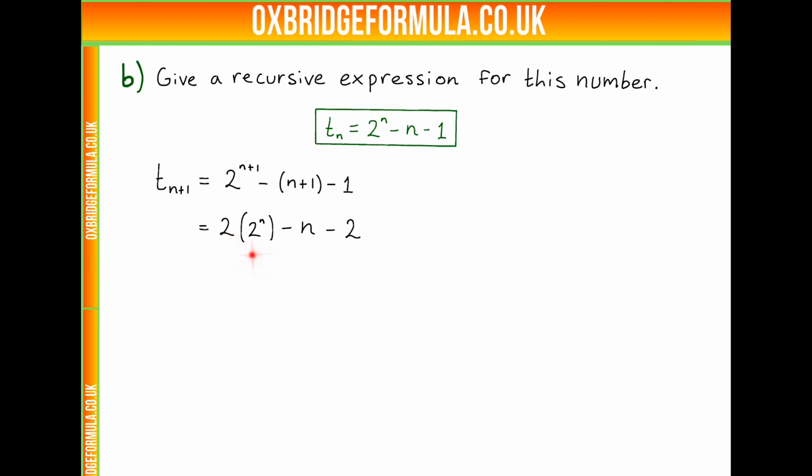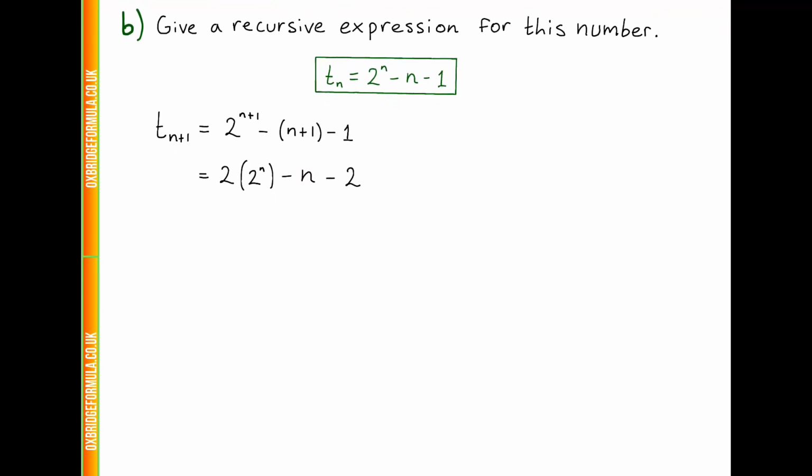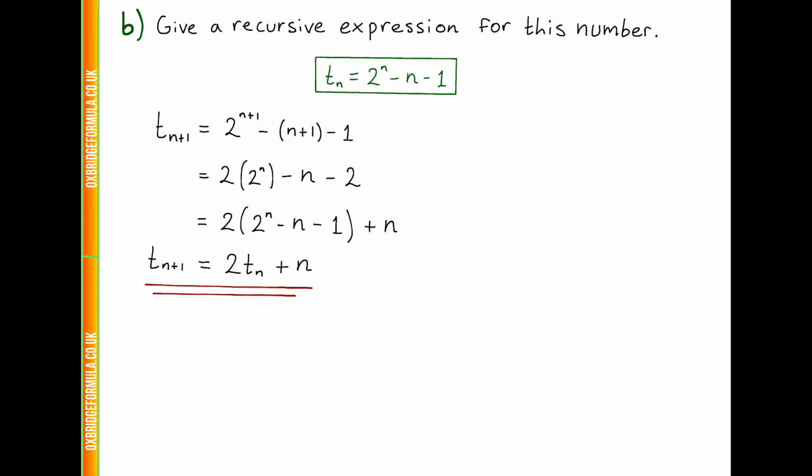To me, this looks almost like 2 lots of Tn, except we're missing an n term. So, what we can do is write it as 2 lots of our expression for Tn, and then add our missing n term at the end. Now we can rewrite the bracket as Tn, and we have a recursive expression: Tn plus 1 equals 2Tn plus n. There's more than one recursive expression of this form, and there's more than one method to get to it, but I think this is the easiest method.